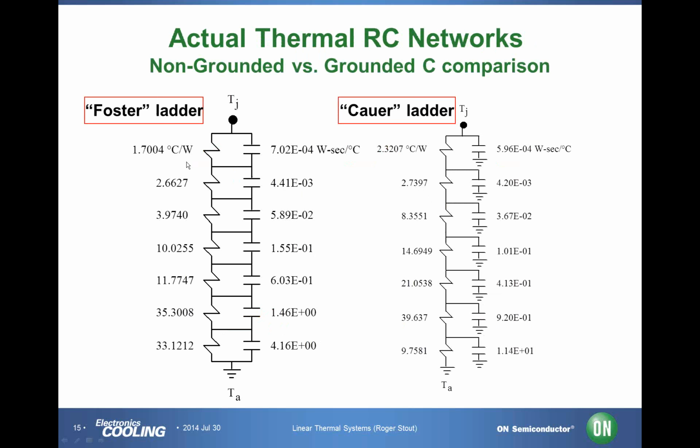And just to compare two large ladders, the one on the left is a Foster ladder, where all the capacitors just go rung to rung, they don't go to ground. The Cauer ladder on the right, the capacitors go to ground. And although this is a numerical example which won't mean anything to us in this context, the point is this Foster ladder and this Cauer ladder have exactly the same transient response. The R's and C's aren't the same, but if you go through the system analysis, you'll find that they have exactly the same time constants and the same response as a function of time if you're looking at the junction node.